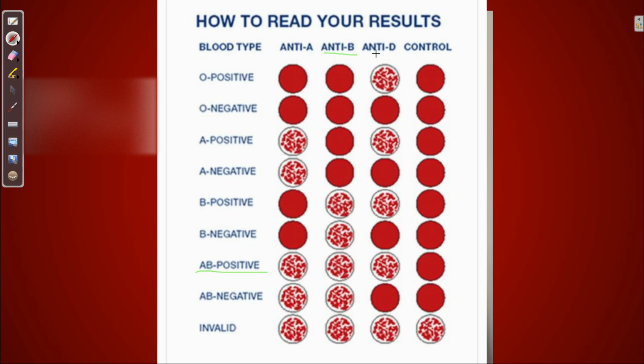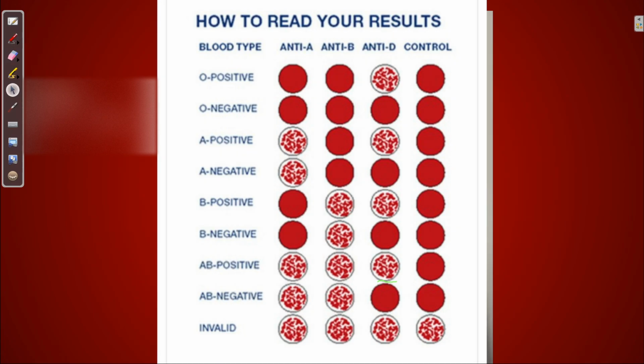And then we look at the RH or the D finally, and we see that it also clumped, it agglutinated. Then the RH antigens must be present in the blood, so it must be positive. So this is AB positive.